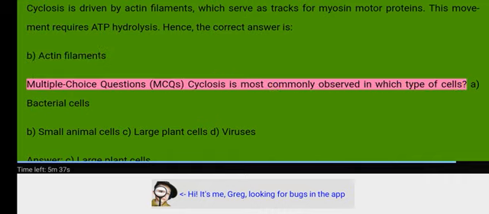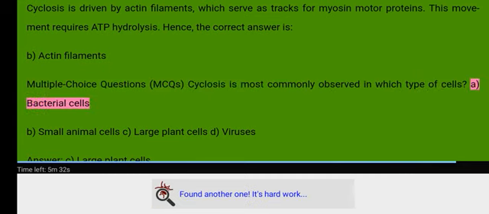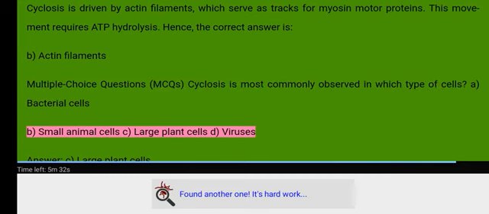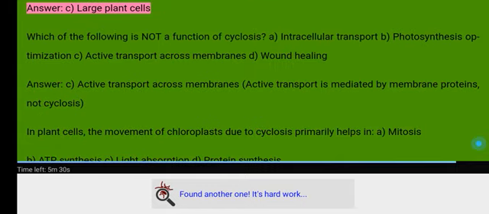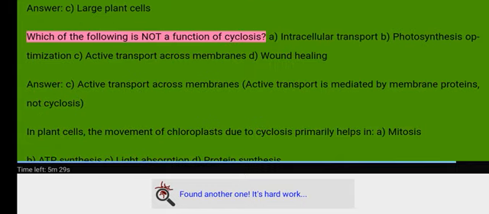Actin filaments. Multiple choice questions. Cyclosis is most commonly observed in which type of cells? A. Bacterial cells. B. Small animal cells. C. Large plant cells. D. Viruses. Answer: C. Large plant cells. Which of the following is not a function of cyclosis?